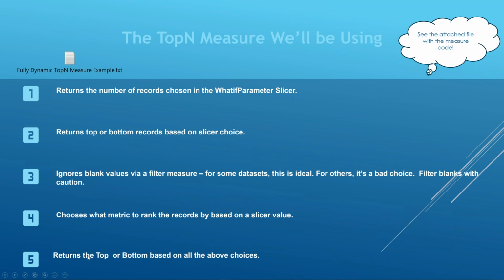And then finally, once you have all the choices in based on just what slicers they've chosen to hit, it returns the top or bottom visualization.